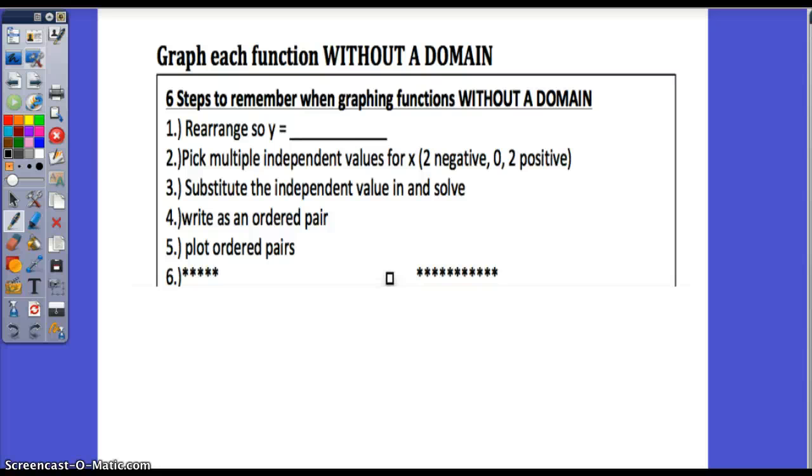Okay, so we've graphed a bunch of functions that have a domain. Now we're going to graph some without a domain. So no x's will be given. There's 6 steps to remember.